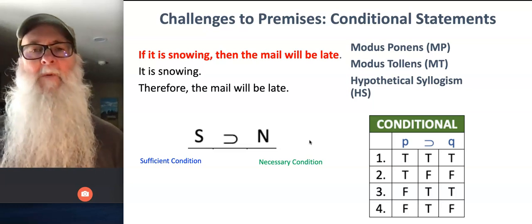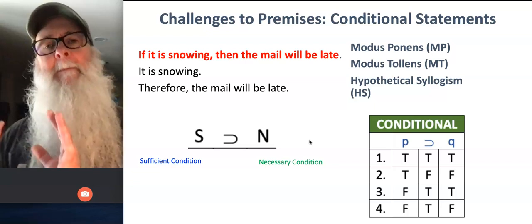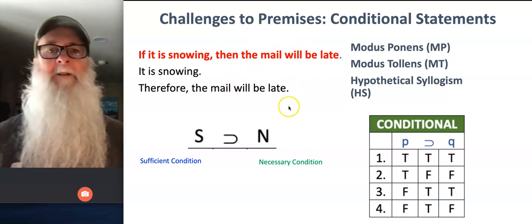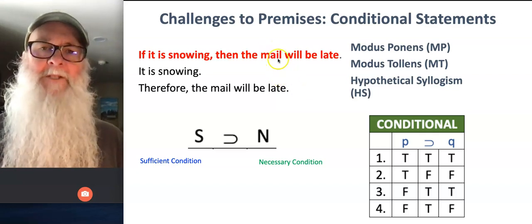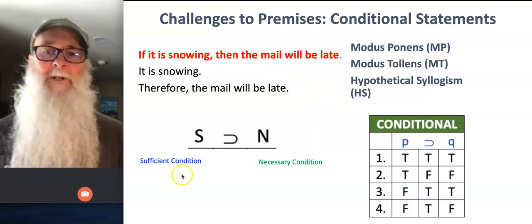I want to come in and I want to be able to grant maybe it's true that it's snowing. Okay, fine. But that isn't sufficient to conclude that the mail will be late. And I want to be offering my reasons for demonstrating how the left-hand side could be true and the right-hand side of my horseshoe could be false.